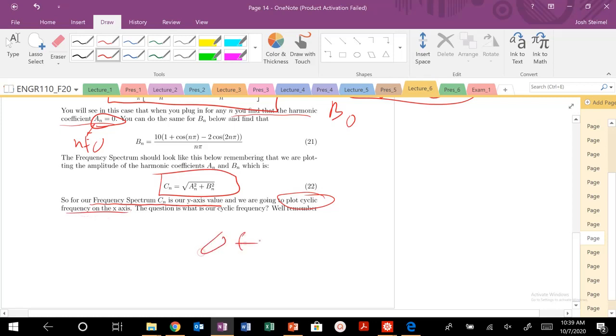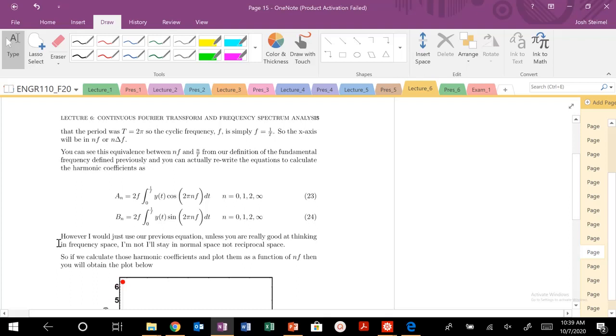So again, our delta f. Again, you could kind of redefine. So our period was this, or 2 pi. The cyclic frequency is 1 over 2 pi. X-axis will be n delta f. You could actually rewrite those expressions and plug in. So instead of as a function of t, you could write it as a function of f to help you visualize it a little bit better.